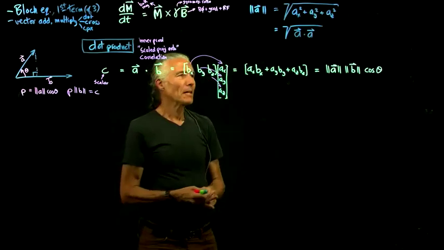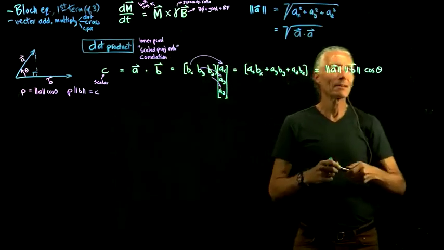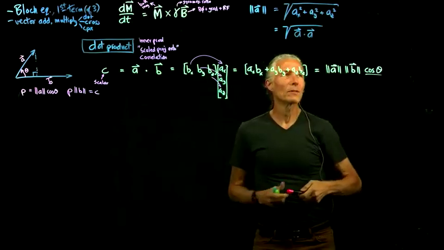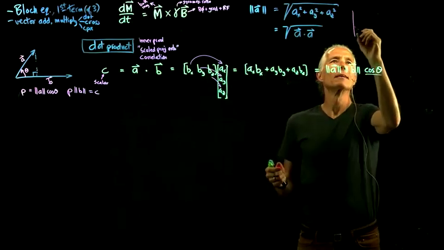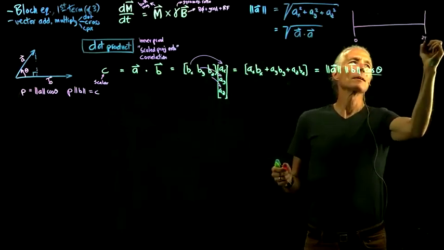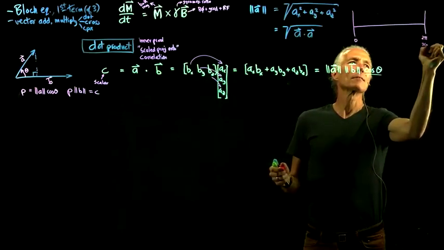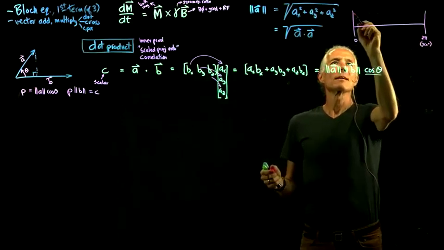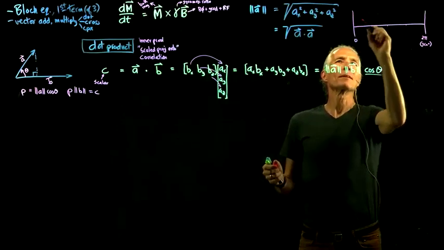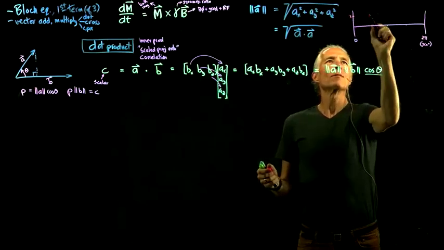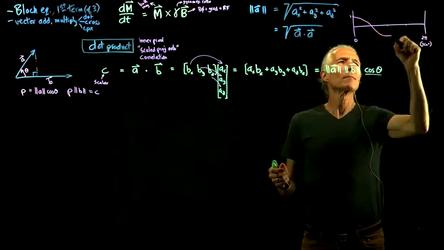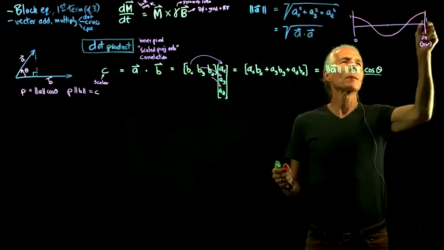Okay. And since this cosine is here, we should sort of draw out the cosine. So what does the cosine look like? If this is 0, 2 pi, 360 degrees, it starts at 1, and then it goes down to -1, and then it goes to 0, and then back up to 1.